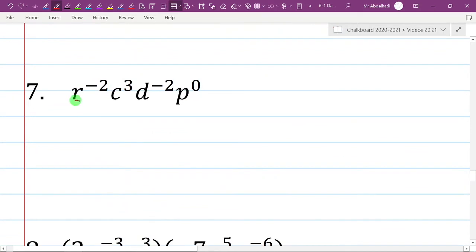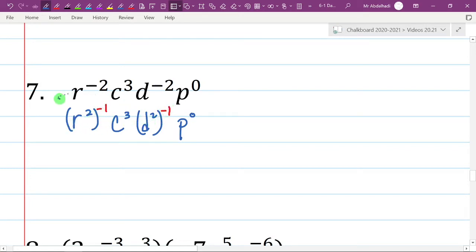How about this one? This is going to get what? Flipped, right? So this is r squared to the negative 1. This is c to the third, which is not going to get flipped. This is d squared with a flip. And this is just p to the 0. So we're going to flip the stuff that has a negative 1 power, right?